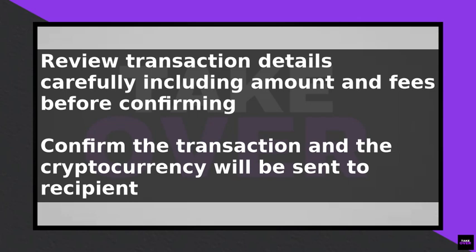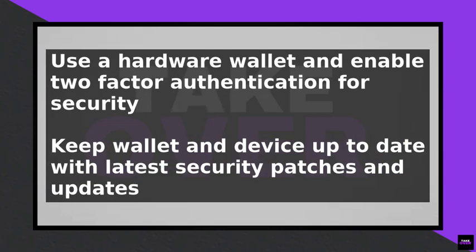Additionally, be aware of the transaction processing time, which can range from a few seconds to several hours, depending on the cryptocurrency and the network congestion. To increase the security of your transactions, consider using a hardware wallet, which stores your private keys offline, and enable two-factor authentication on your wallet. Also, keep your wallet and device up to date with the latest security patches and updates.